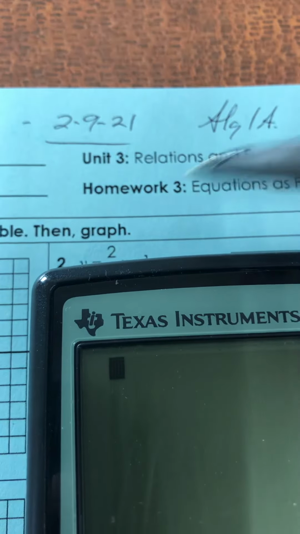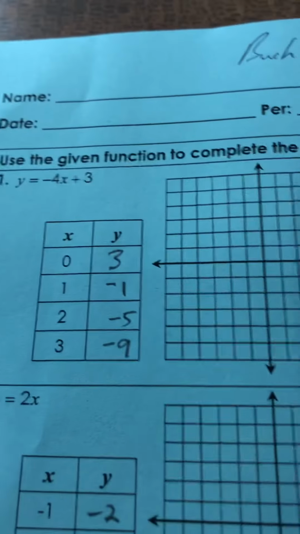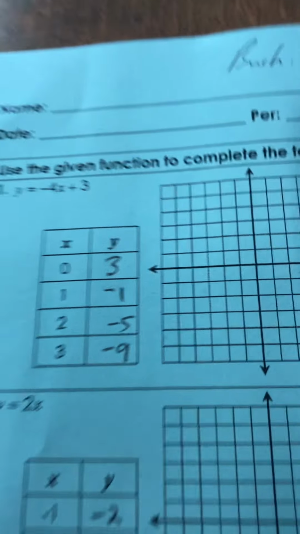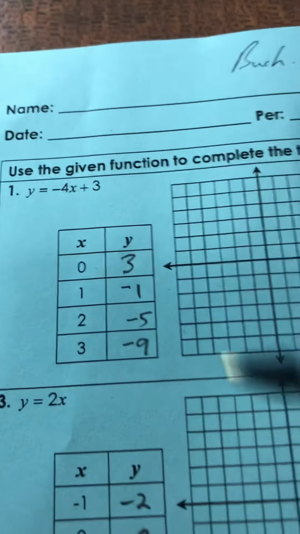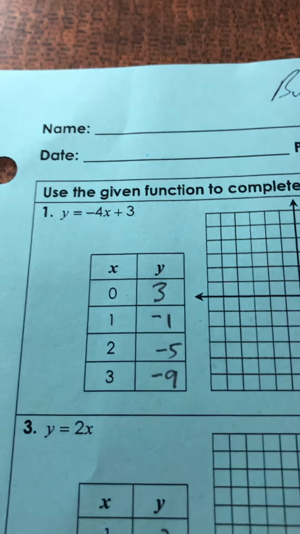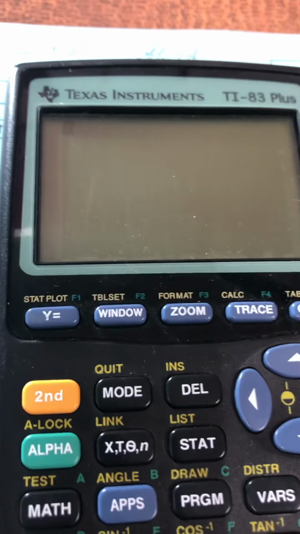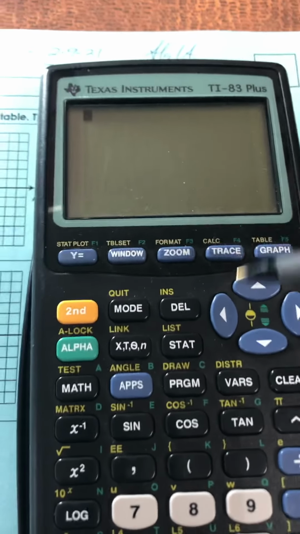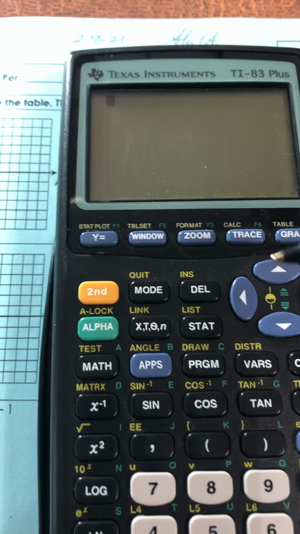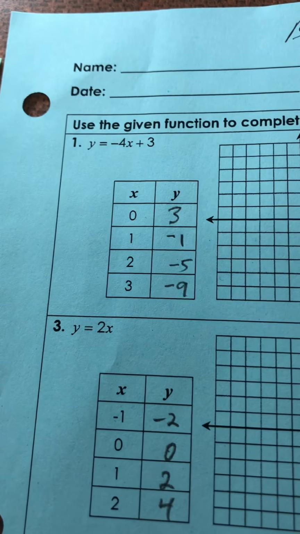I'm looking at Unit 3, Homework 3, Relations and Functions, Equations as Functions. And I'm going to go through how to do these problems. The odd ones, you try the even ones. And first of all, she wants you to work on using a graphing calculator. If you don't have one, look for one online, or you could just use an online calculator, whatever. If you have a regular calculator, I'll show you how to do it that way also.